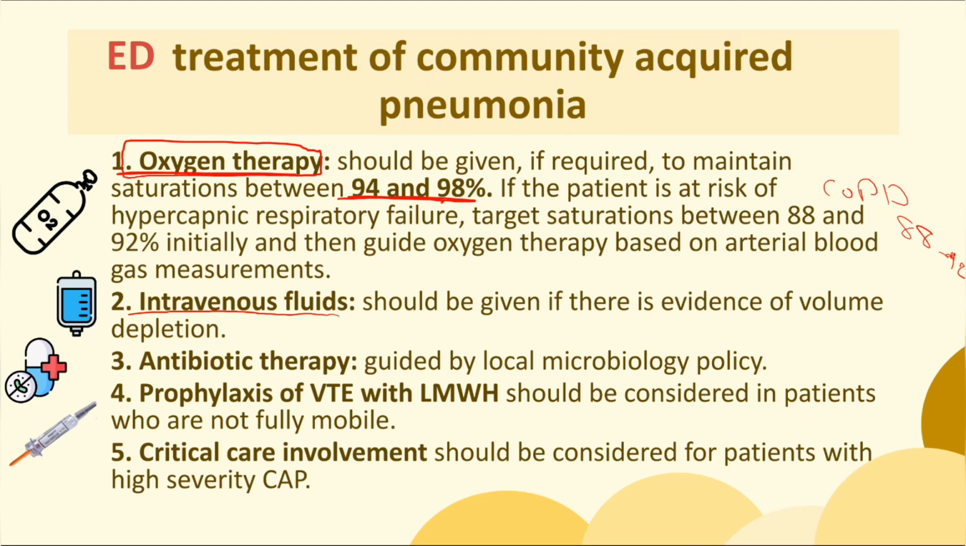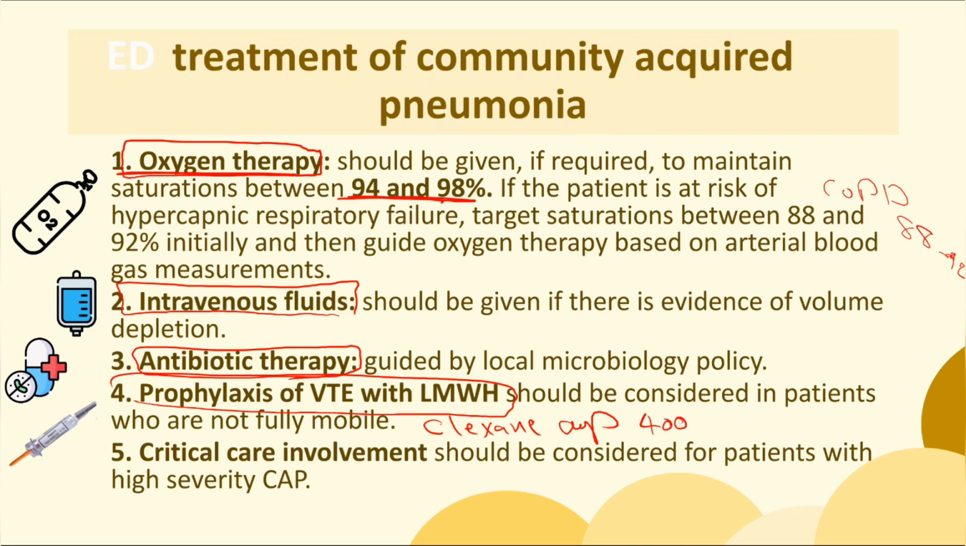IV fluid for patients with evidence of fluid depletion, and antibiotic therapy guided by local microbiology policy. Prophylaxis of VTE: if the patient is bedridden and not mobile, you can give them low molecular weight heparin. The one commonly given in our hospitals is enoxaparin, also called Clexane. The Clexane dose for prophylaxis is 4,000 units once daily subcutaneously. Critical care involvement is needed for moderate to severe pneumonia.